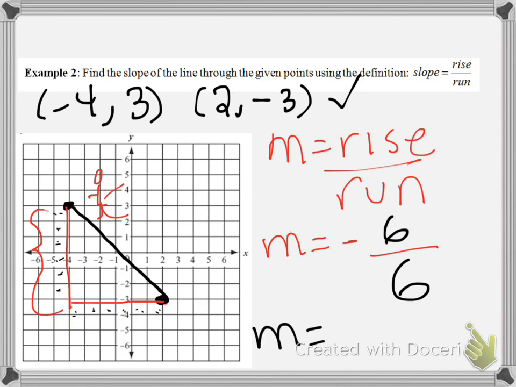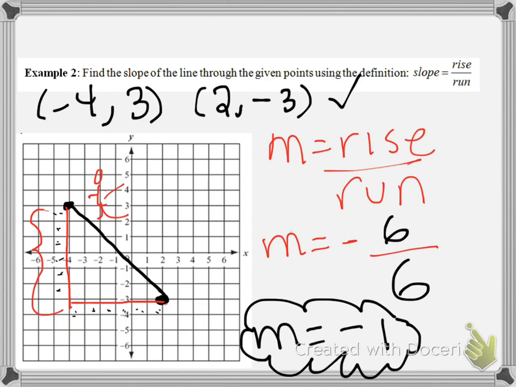Can we simplify -6 over 6? Well, what is 6 divided by 6? You're right, -1. That is our rate of change. Go down 1, then go to the right 1.